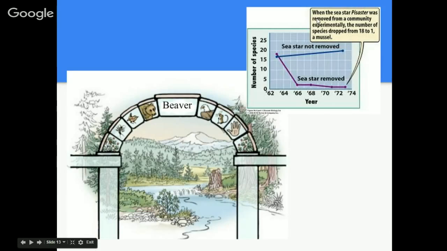Here we have a diagram of an experiment that was done with sea stars. When the sea star Pisaster was removed from the community experimentally, the number of species dropped from 18 to 1. So this is a different species, and when the sea star was removed, the mussels showed a huge drop over the course of the next few years, and they didn't recover. When the sea star wasn't removed, though, the mussels had a gradual incline. It looks like a steady population increase, which is normal.